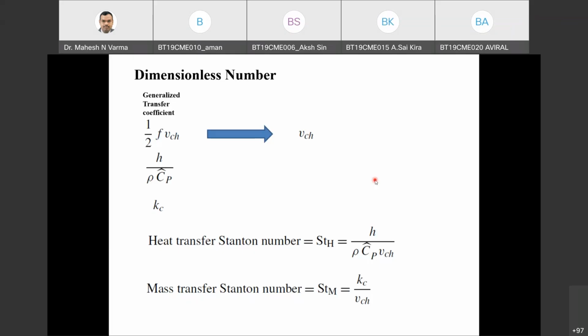Sir, this will be relating the generalized mass transfer coefficient and the generalized transfer coefficient for momentum transfer.